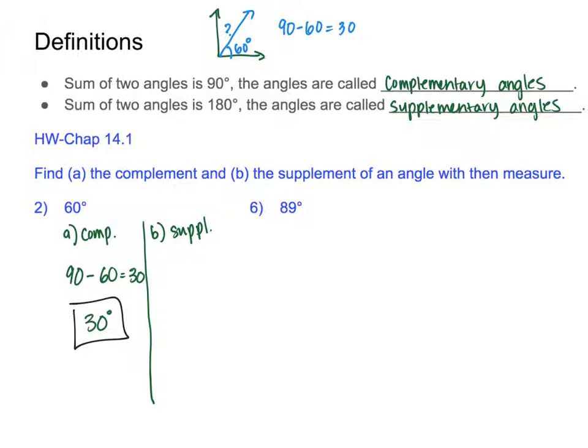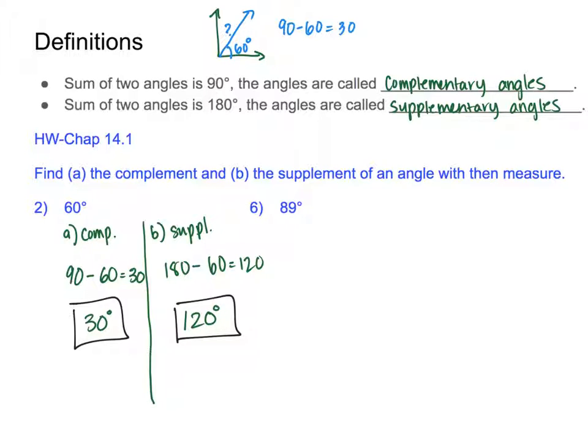If I have supplementary, well, now I'm dealing with a 180 for the sum. So now I'm taking 180 and subtracting the angle that I'm given, which is 60. That's going to give me 120. So the supplementary angle for 60 is going to be 120. And so I've solved that.